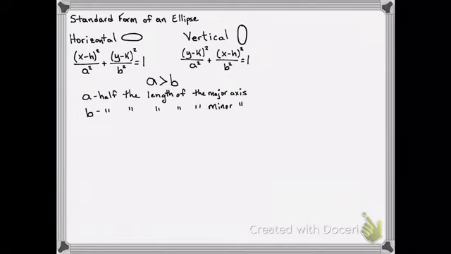H and K, that is just like it was with circles and just like it was with parabolas. H and K had a meaning. H and K is going to be the center of the ellipse.